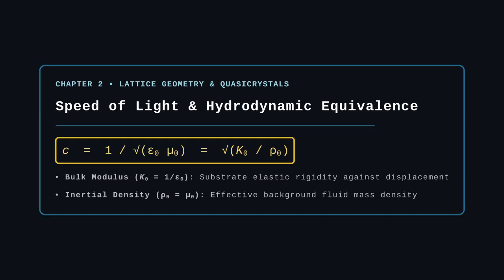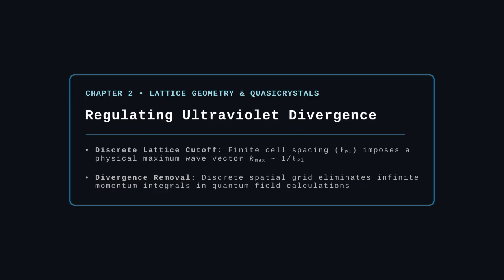The speed of light, c, is therefore locked as the acoustic wave velocity of transverse longitudinal modes propagating through this elastic inertial medium. The speed of light, c, equals 1 divided by the square root of permittivity times permeability, which equals the square root of the bulk modulus K0 divided by the density rho0, where K0, representing 1 over epsilon0, is the bulk modulus of the background medium, and rho0, representing mu0, is its effective inertial mass density.